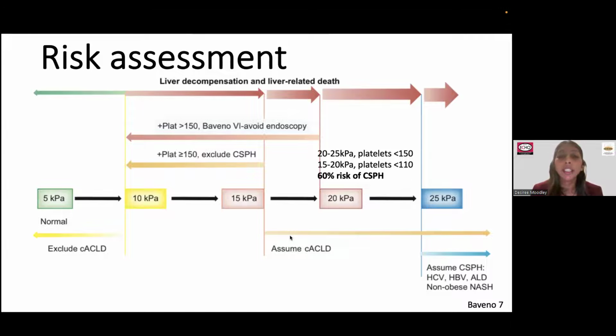And then when you're dealing in the gray zone, so when your liver stiffness is between 20 to 25 and your platelets are less than 150, and when your stiffness is between 15 to 20 with platelets of 110, this can also help you, as it shows these patients have a 60% risk of clinically significant portal hypertension.